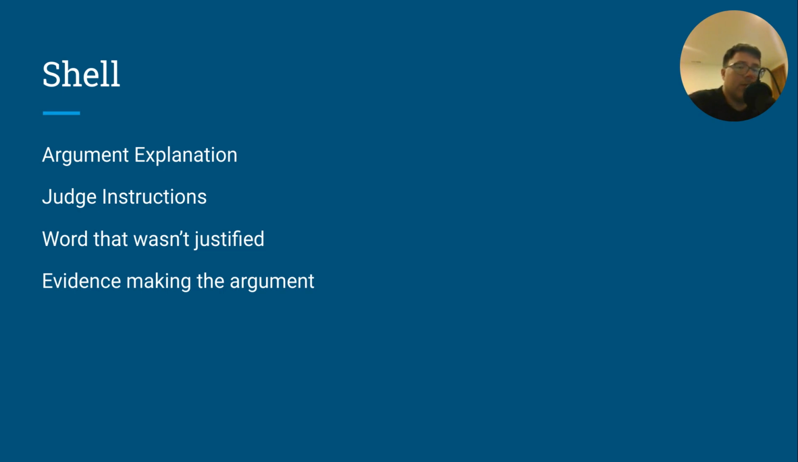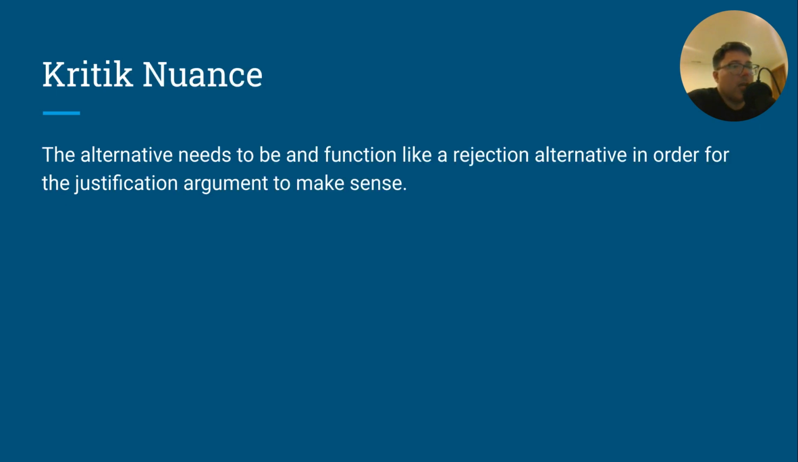And in your shell, you're going to specify those words that they didn't justify, and then you're going to use any evidence you would use in a normal, modern counterplan or critique, and you would put this right after what word is not justified.